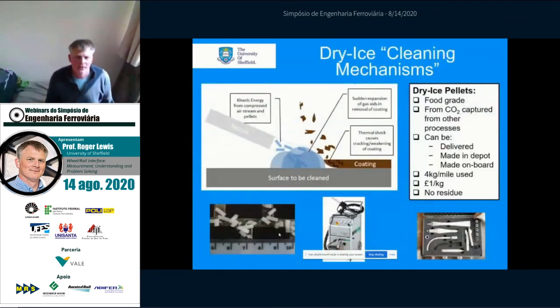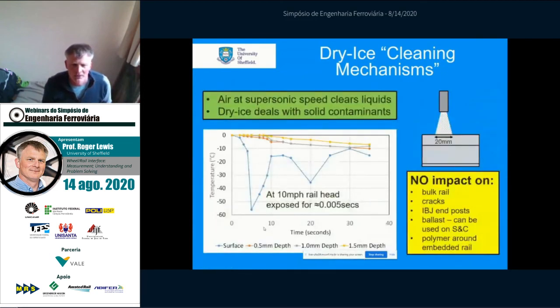Essentially we're firing dry ice at the rail head through a nozzle which emits it in a stream of supersonic air, so it's going very fast at the surface. It's very cold. It freezes the contaminant, which is then brittle. The kinetic energy of following pellets helps to remove that, but also the pellets sublime on the surface, so they turn back to gas, and in doing that you get an 800% increase in volume in a very short space of time. You can see images of the pellets here. A whole variety of different sizes can be used depending on the application.